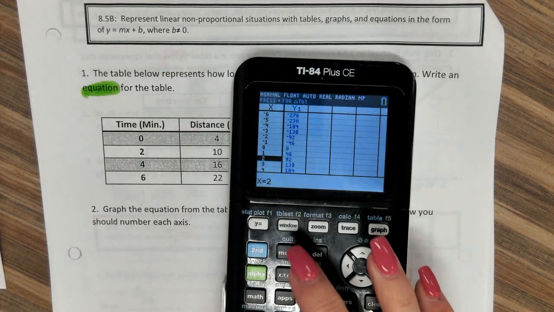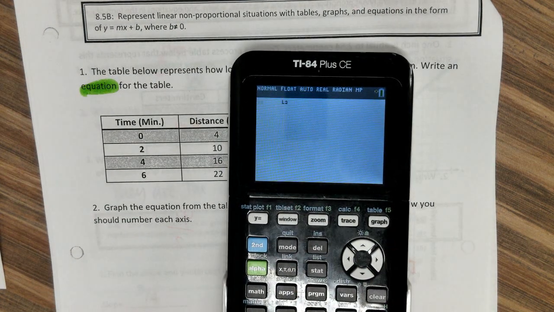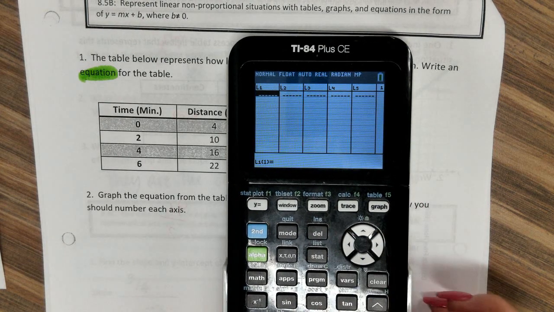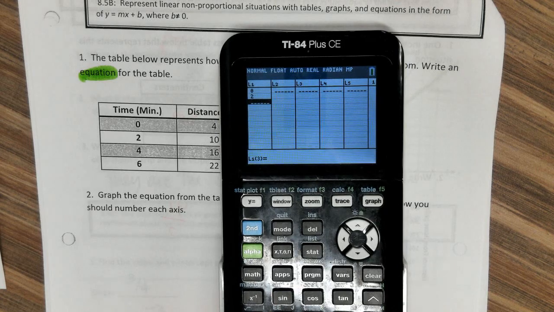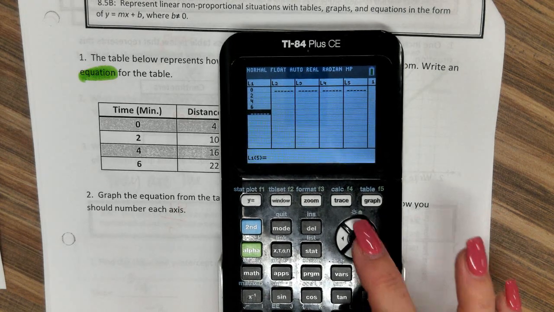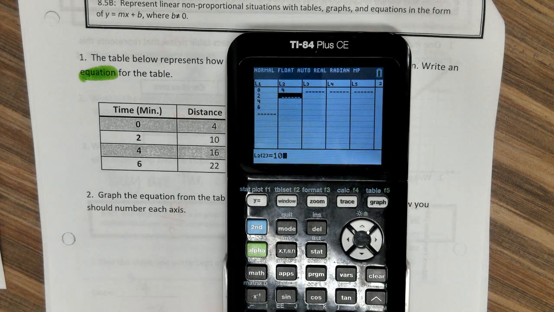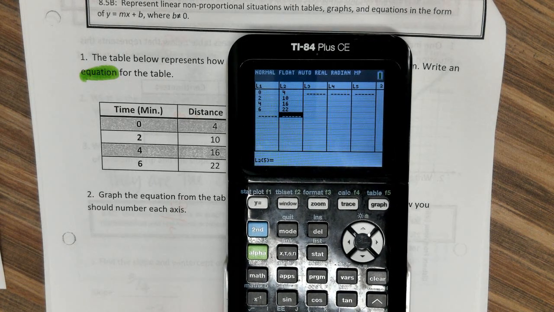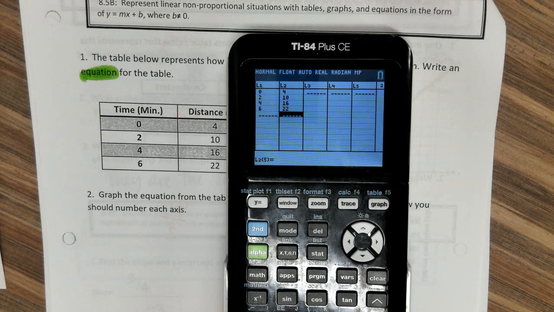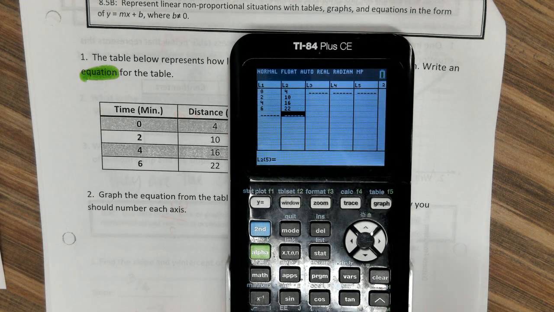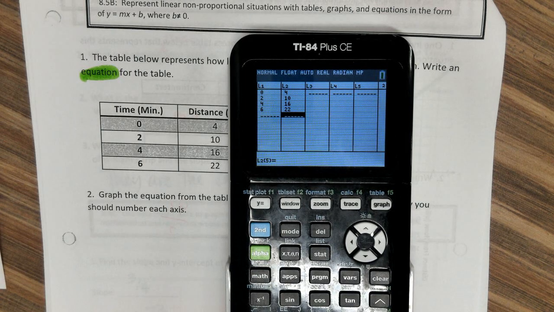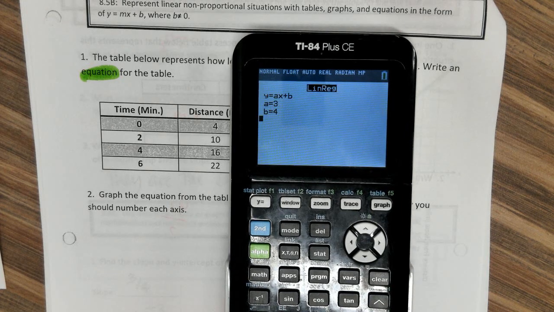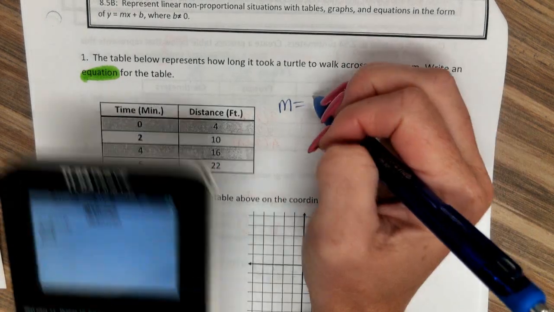Stat. So everybody go to stat, edit, delete your list, clear out your list, and type in your new one: 0, 2, 4, 6. I should see everybody doing this with me. Now that I have it in, where can I go? Stat, calc, 4. What is the M? 3. What is the B?